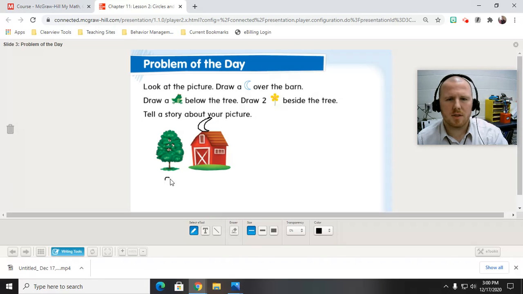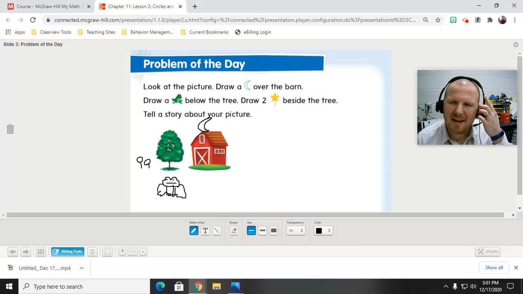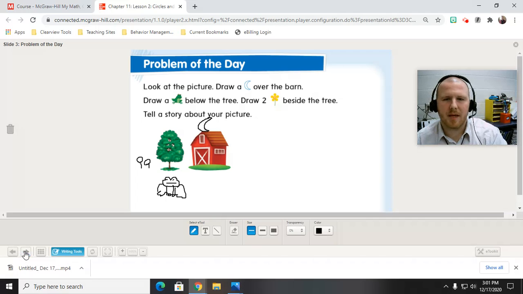Draw a frog below the tree. Okay, so it's two little frog eyes, its froggy head, and its little body, and two legs sticking down. Okay, so draw two flowers beside the tree. I'm going to draw them on this side of the tree. I could have done one over here and one over there, but whatever. So the frog was looking at those flowers on the side of the tree while it was nighttime? Yeah, that's kind of a weird story, but hey, whatever.